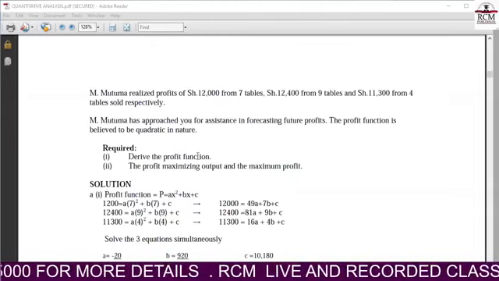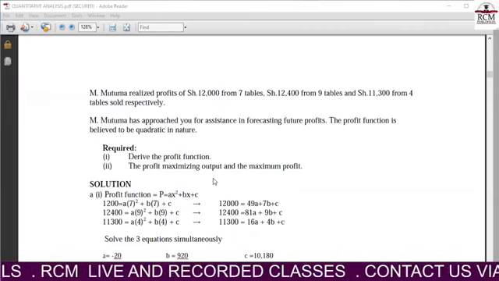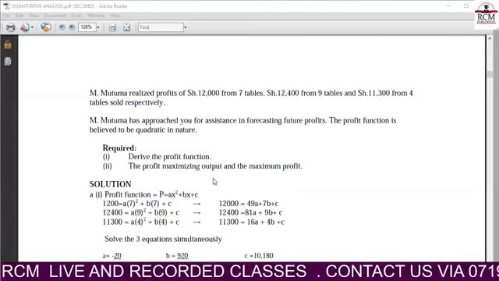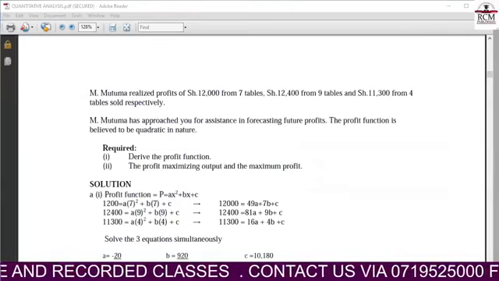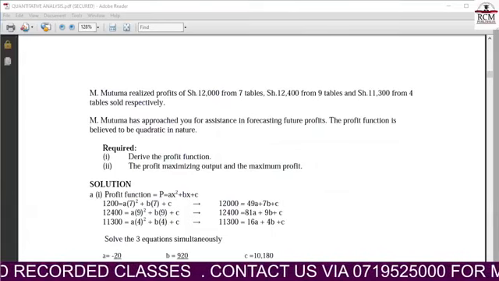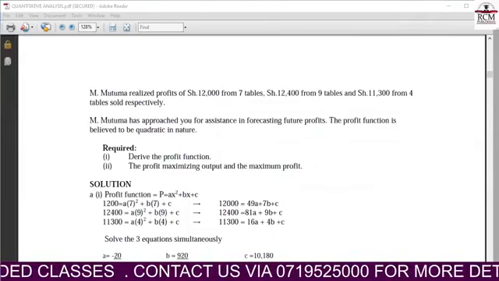So could you kindly try as much as possible? Of course, I would want to give you this as homework, but could you kindly go through this question and try to form the equations like the ones that I have here, just the equations alone, and then I'll guide you on what to do next. Thank you.